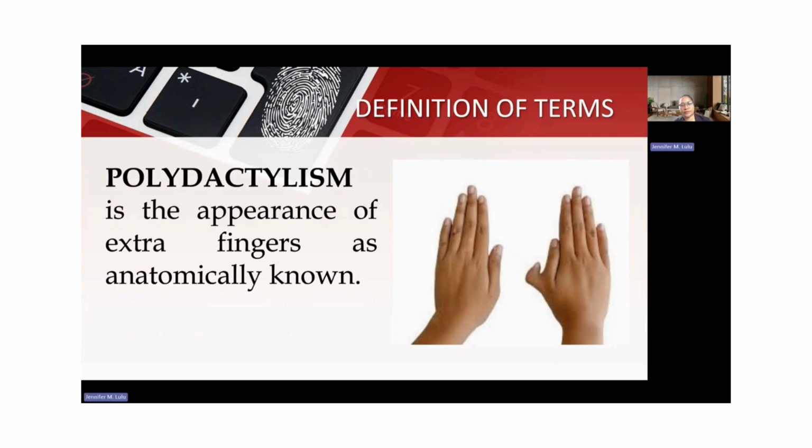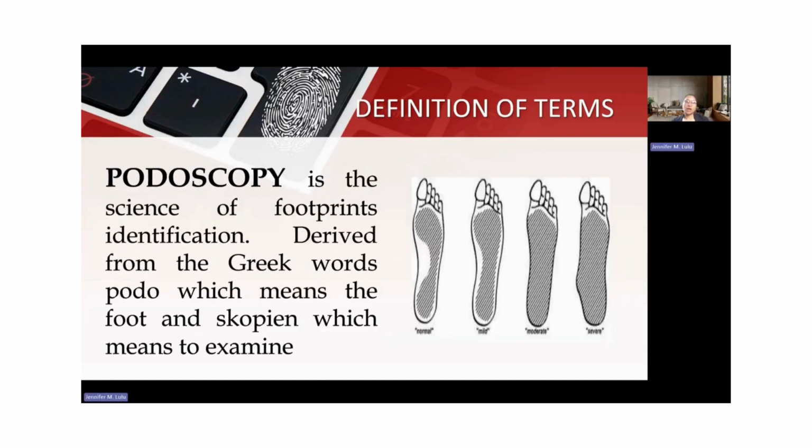Next one, we have polydactylism. When we're talking about the term polydactylism, it is the appearance of extra fingers, anatomically known as polydactylism. It means that you have an extra finger. Normally, we have only 10 fingers, but you have 12 or 13 because there's an extra. Next one, we have podoscopy. Podoscopy is the science of footprint identification, derived from the Greek words podo, which means foot, and skopien, which means to examine.